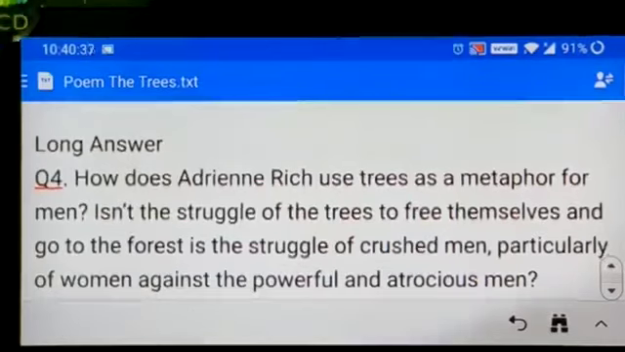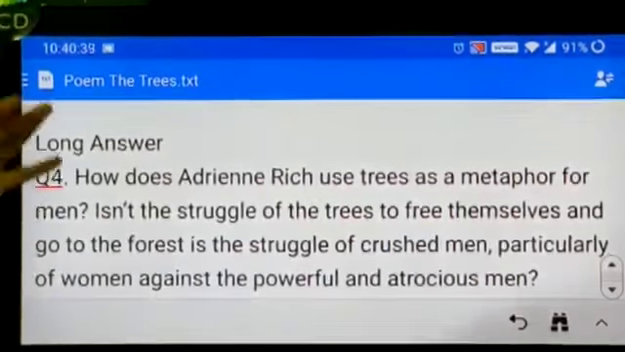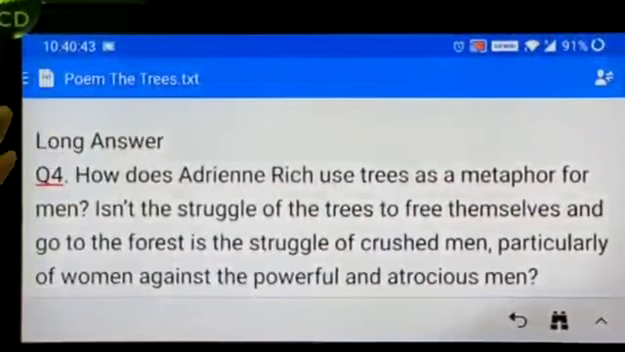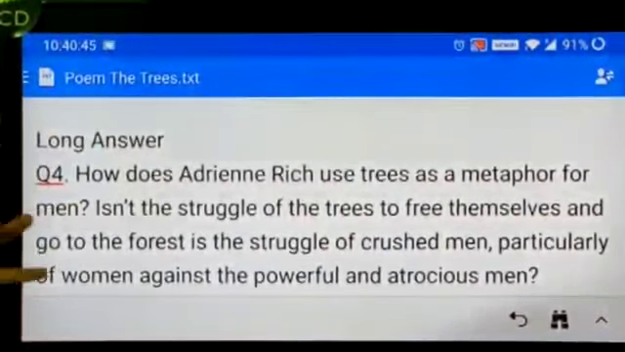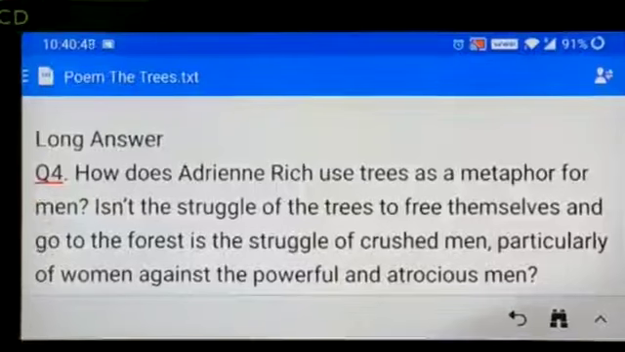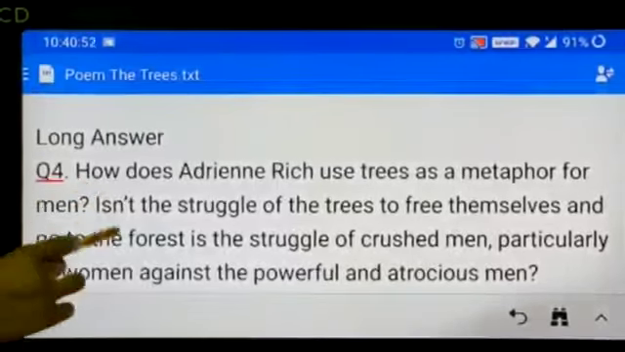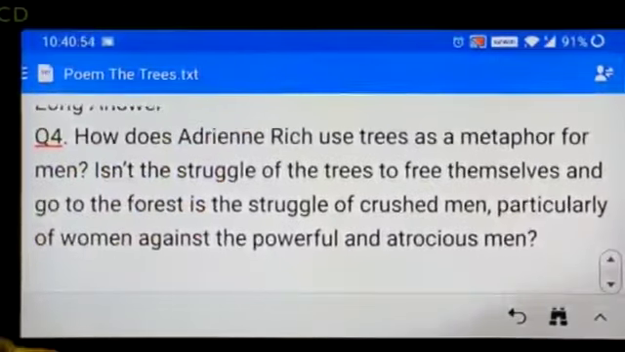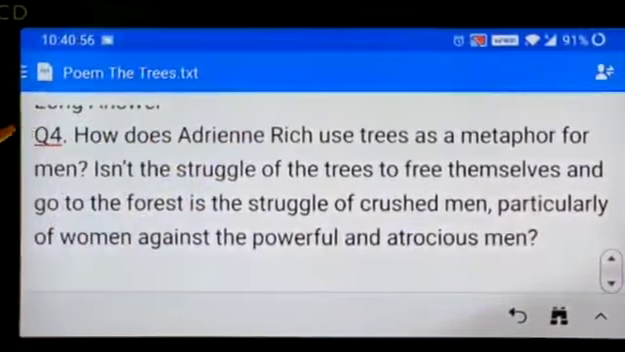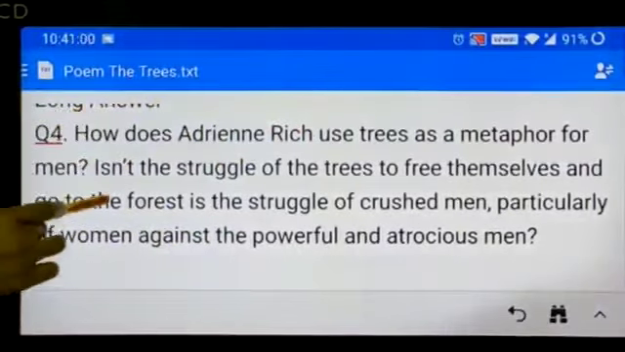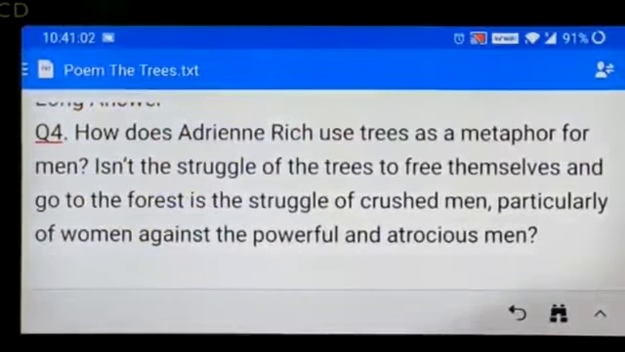Now let's move towards the long answer. Here question number 4 is written, but you will write it as question only. This question will be a kind of entire summary from the poem. Let's have a look. How does Adrienne Rich use the trees as a metaphor for men? Isn't the struggle of the trees to free themselves and go to the forest the struggle of crushed men, particularly of women, against the powerful and atrocious men.